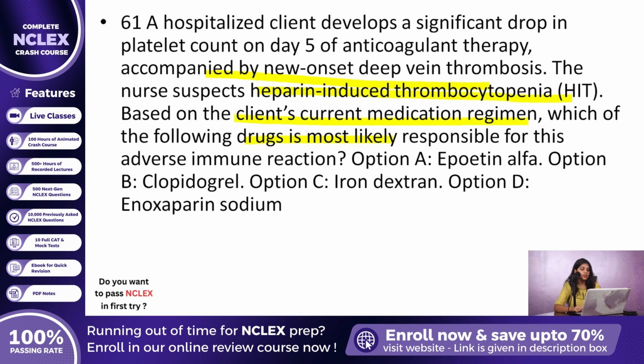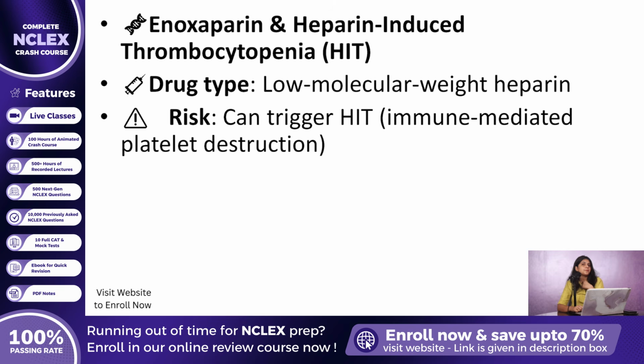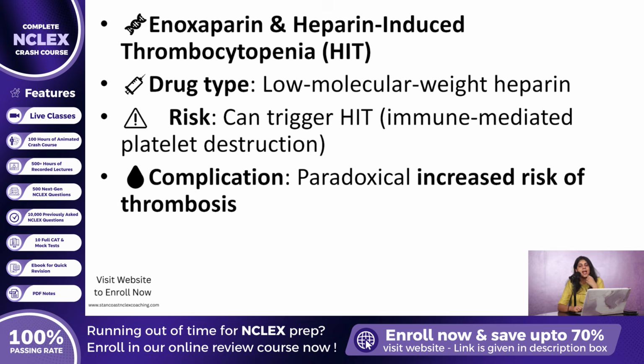Option B. Clopidogrel. Option C. Iron dextran. Option D. Enoxaparin sodium. The correct answer is Option D. Enoxaparin sodium. As a low molecular weight heparin, enoxaparin can trigger HIT, an immune response that causes platelet destruction and increases the risk of thrombosis.